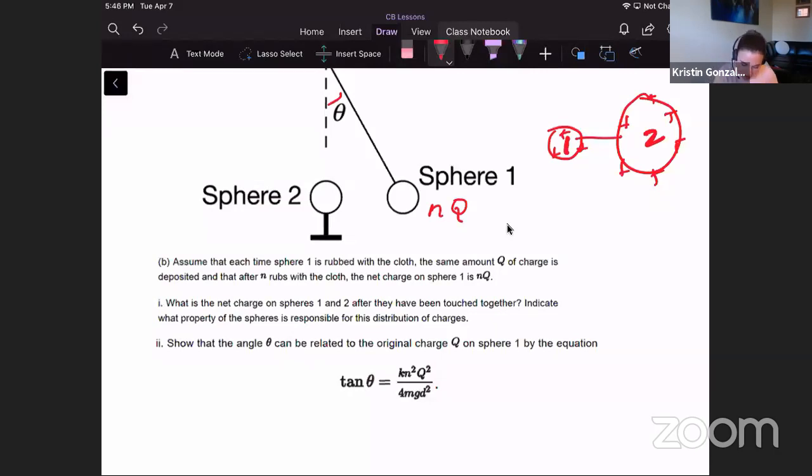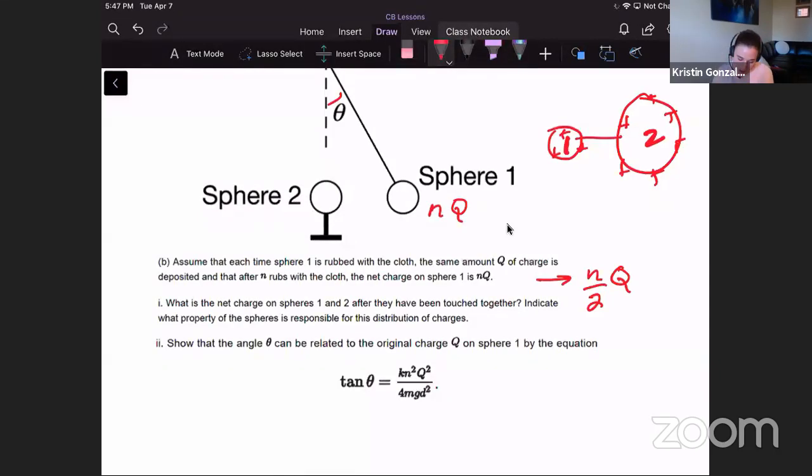But these two spheres are the same size. And so if they're the same size, then they are going to end up with the same amount of charge on each one. Okay, but we can't have more charge than we had to start with. So if we started with Q times N amount of charge, then that means that each one would have half of that amount of charge.